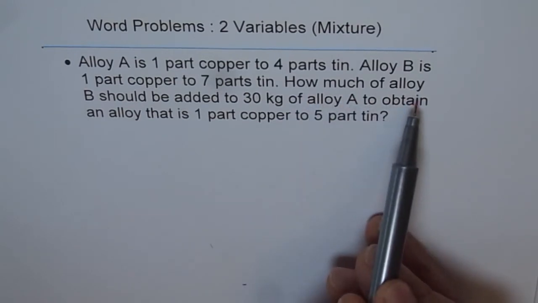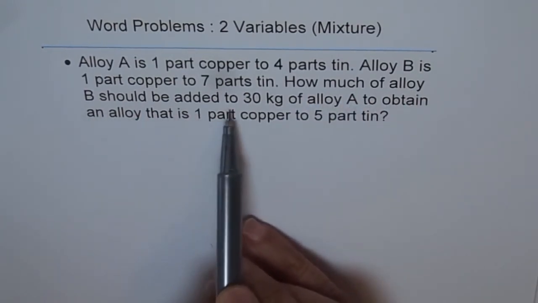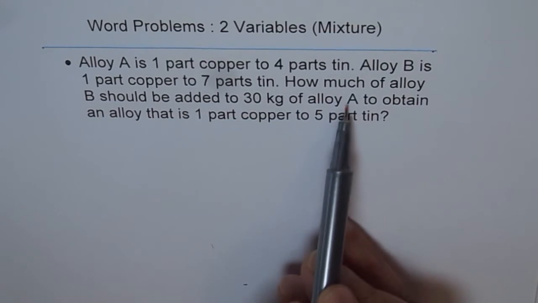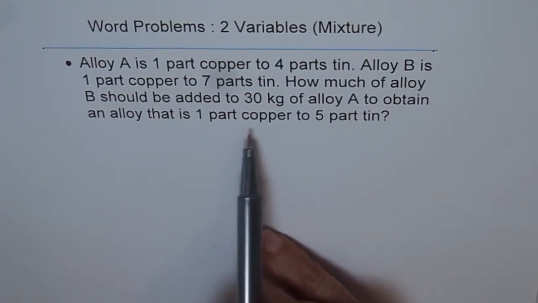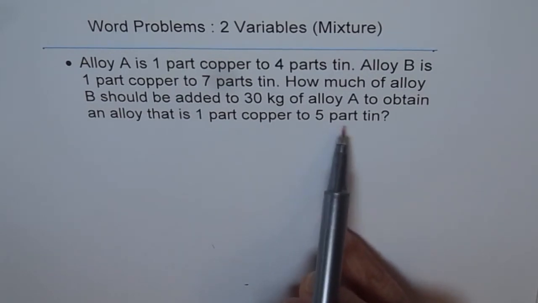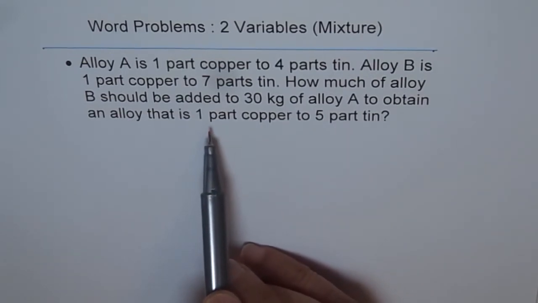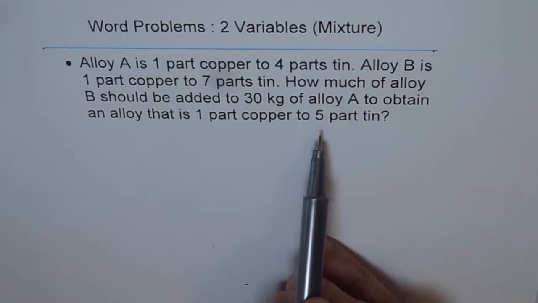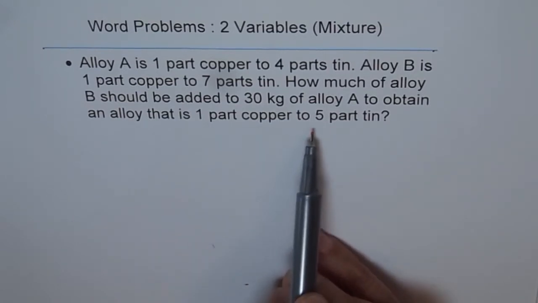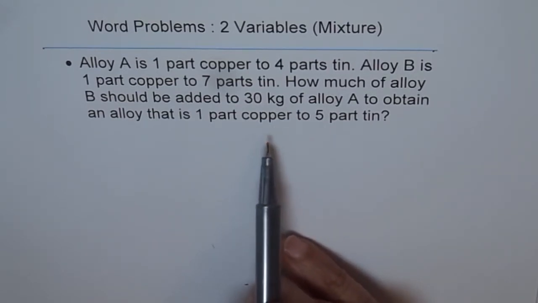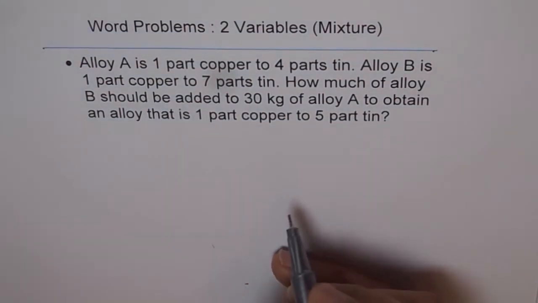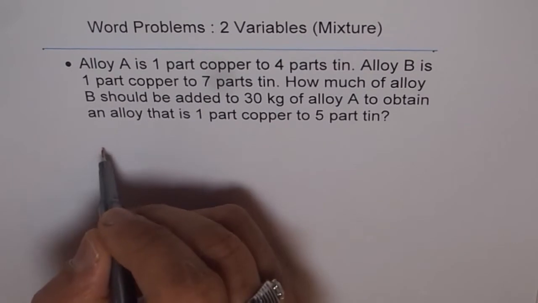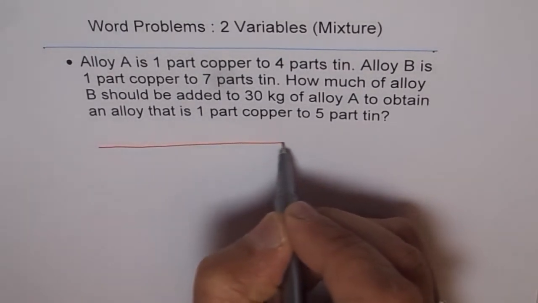How much of the alloy B should be added to 30 kg of alloy A to obtain an alloy that is 1 part copper to 5 parts of tin? That means the final product should have 1 out of 6 of copper. So that is how we can understand this question, right? So I'll try to make a table here and then see if it makes more sense.